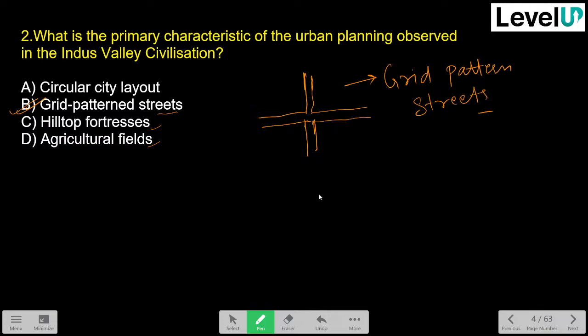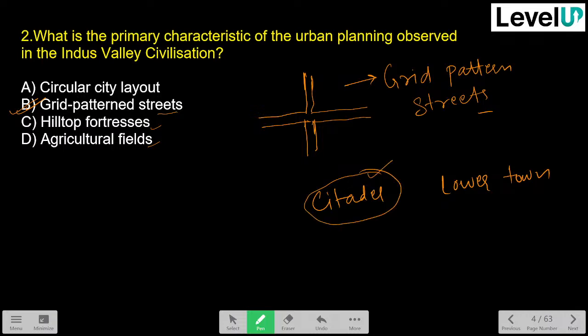Okay, there were two regions. One is known as the citadel, and the second is known as the lower town, or lower city. The citadel was the uplifted area where it was assumed that aristocrats or higher status people used to live. People of the lower town were not allowed to enter the citadel. Suppose this is a highland area and this is a lowland area. The citadel was here and the lower town is here. Okay, so B is the right answer. Correct.